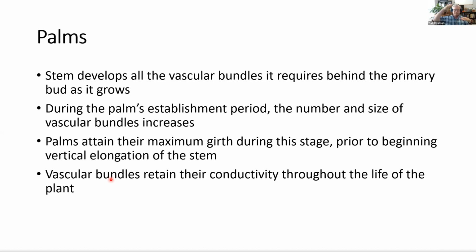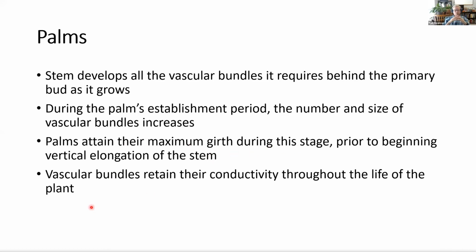But it doesn't grow in any height, it just grows outward. It might get a little taller, but not a lot. It'll put on a few more leaves and that sort of thing. And it might sit in this establishment period for years. At some point, it reaches whatever its genetic optimum is for its size, given its location, and then it begins to shoot up. So once they shoot up, that means it's attained their maximum girth.